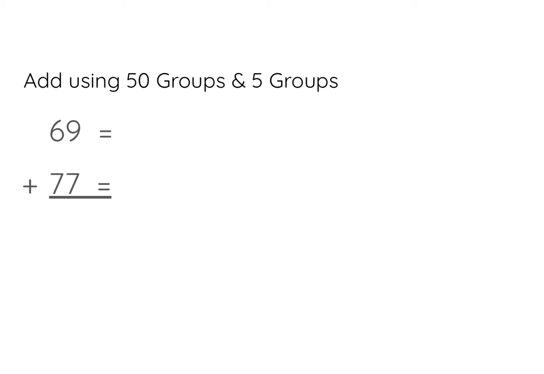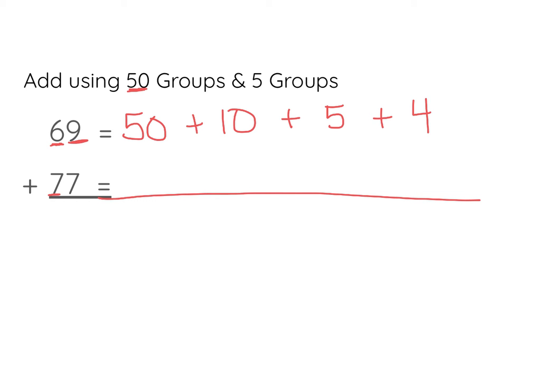All right, now notice we're going to get into 50 groups because both our numbers have more than a 50. So first I'll look at the 60 and say, what's a 60? Well, it's a 50 plus the leftover 10. What's a 9? It's a 5 plus a 4. Now I'll do the same thing with the 70. What's a 70? It's a 50 plus a 20. What's a 7? It's a 5 plus a 2.